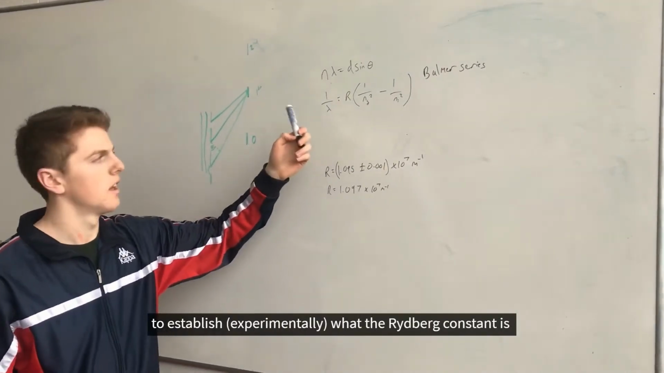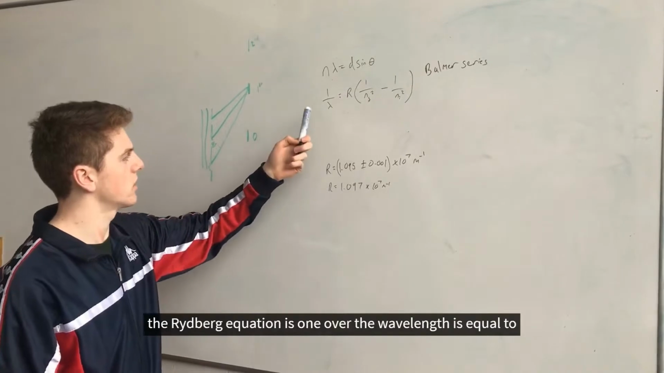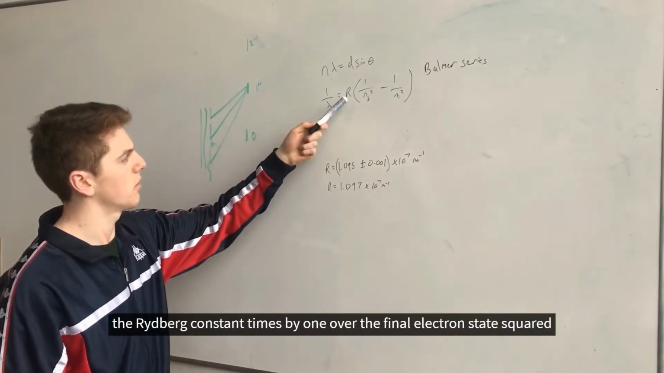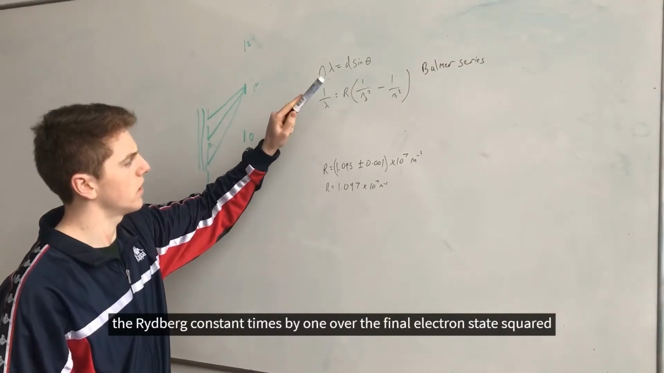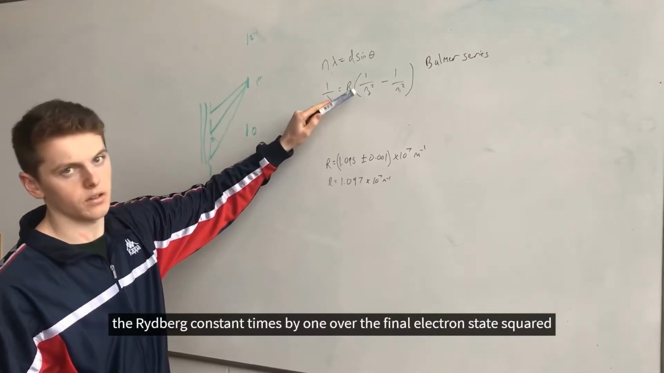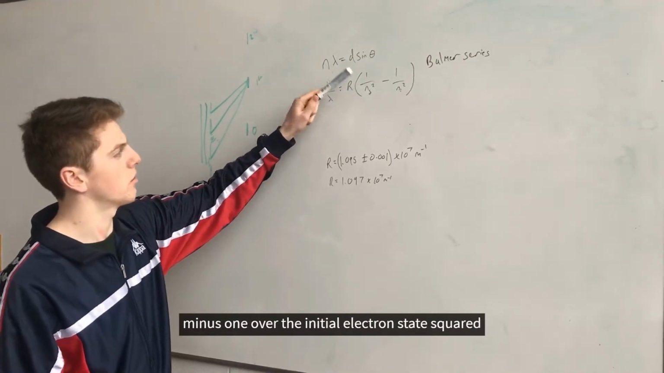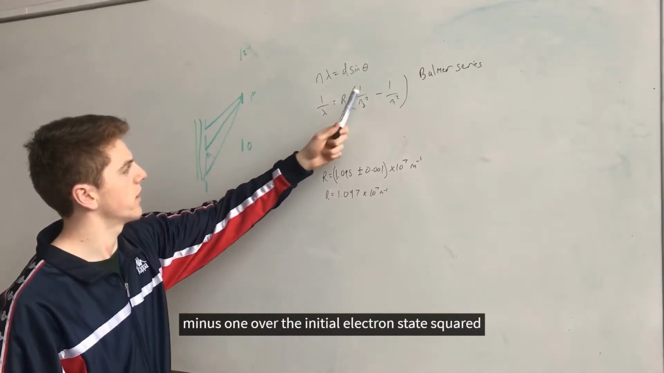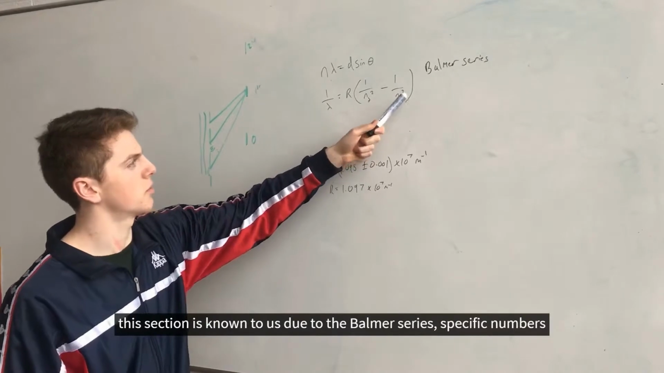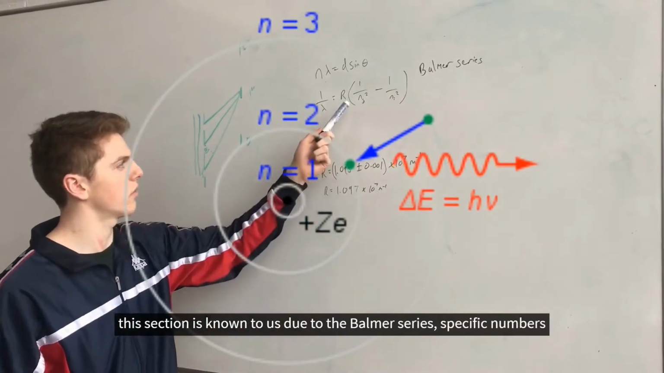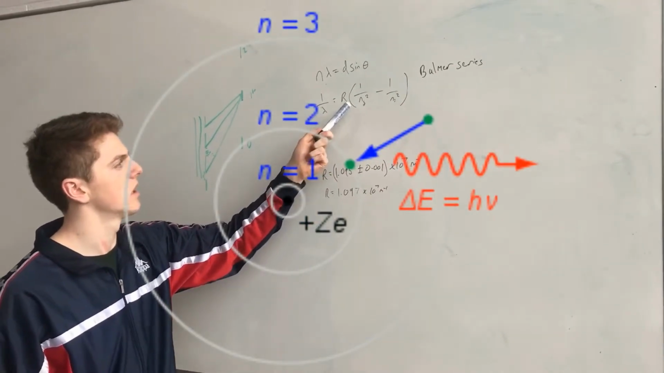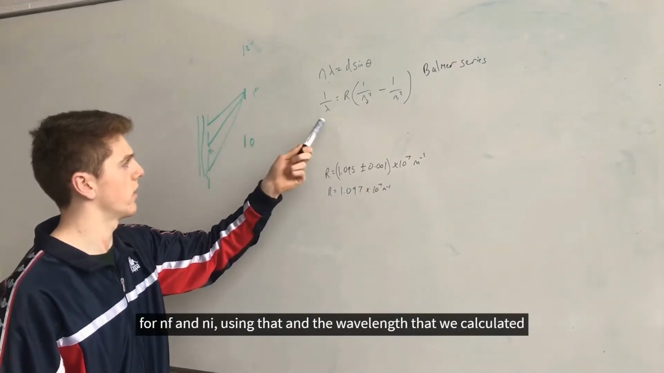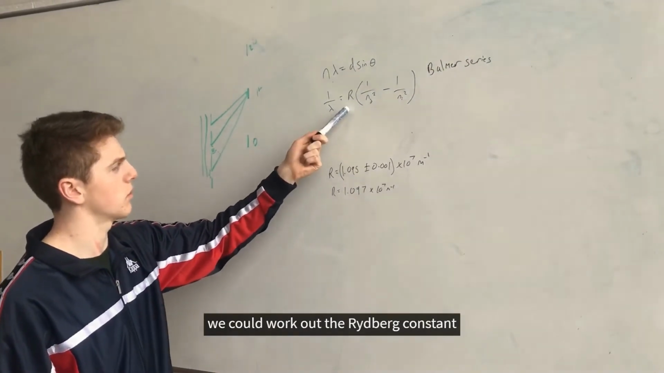the Rydberg constant is. Here, the Rydberg equation is that 1 over the wavelength is equal to the Rydberg constant times by 1 over the final electron state squared minus 1 over the initial electronic state squared. Now this section here is known to us due to the Balmer series, so we have specific numbers for nf and ni. So using that and the wavelength that we calculated, we could work out the Rydberg constant.